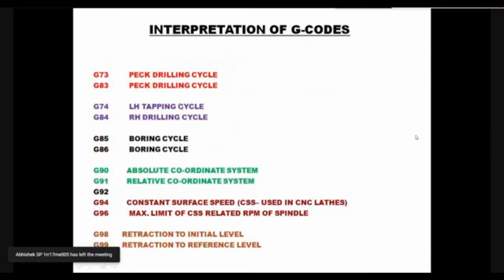See here, G73 stands for peg drilling cycle, and G83 also stands for peg drilling cycle. The basic difference between G73 and G83 we will discuss later. First, let us understand the meaning of peg drilling cycle. The name comes from the woodpecker.